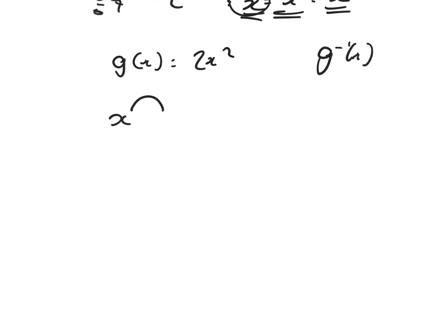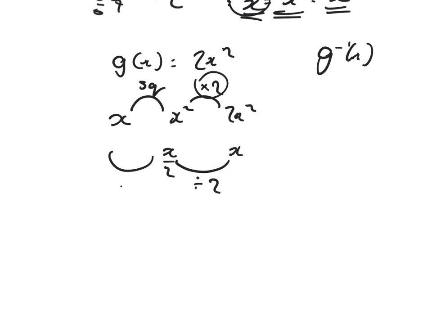Okay, let's try another. We've got a function g, which is 2x squared. Find the inverse function. The first thing that I do to x there is square it to get x squared, and then double it to get 2x squared. So undoing the function then, the opposite of doubling it will be to divide by 2.